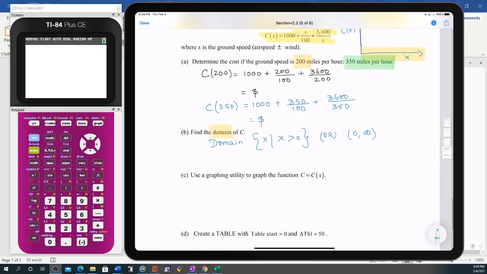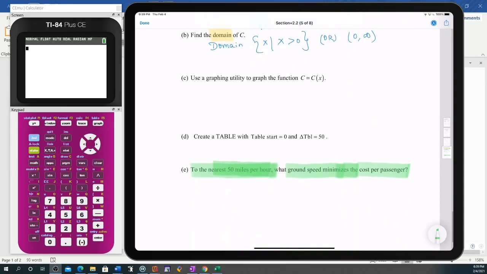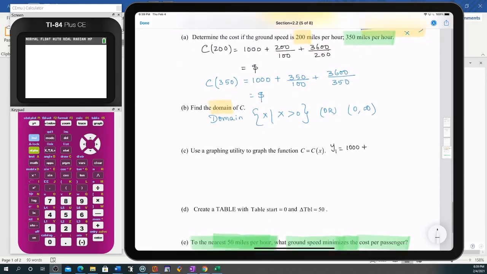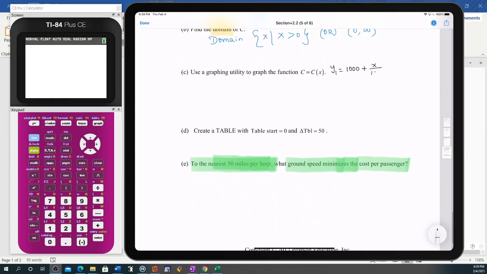Okay, so to do this C, D, and E, I'm using my graphing utility. First of all, to graph this function using my graphing calculator, I am going to plug in my function as y1 is equal to 1000 plus x over 100 plus 3600 over x into my calculator. And you see I already inputted it. So I have y1 is equal to 1000 plus x over 100 plus 3600 over x.